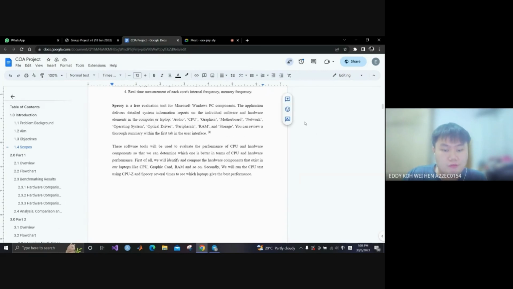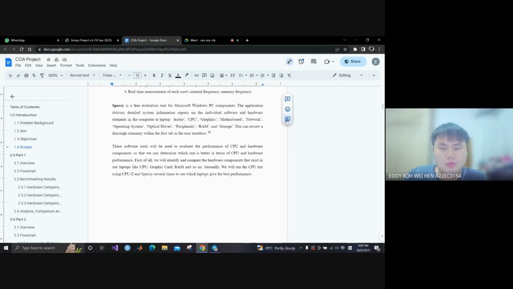These software tools will be used to evaluate the performance of the CPU and hardware components so that we can determine which one is better in terms of CPU and hardware performance. First of all, we will identify and compare the hardware components that exist in our computers, like CPU, graphics cards, RAM, and so on, that I said just now. And secondly, we will run the CPU test using CPU-Z and Speccy several times to see which laptop gives the best performance. So that is all from the introduction.